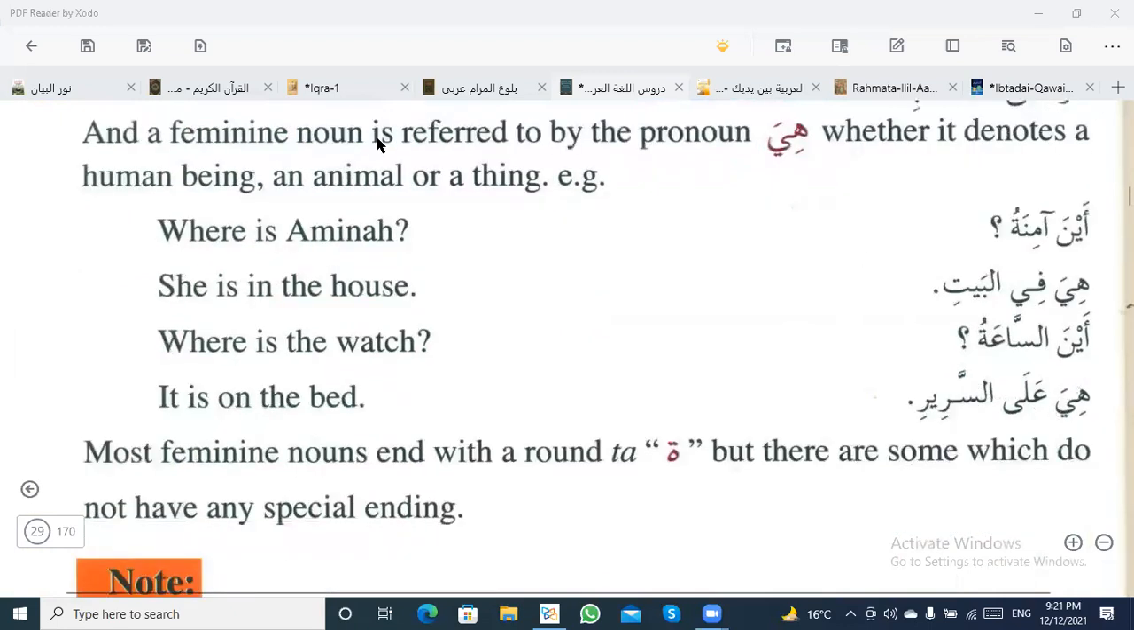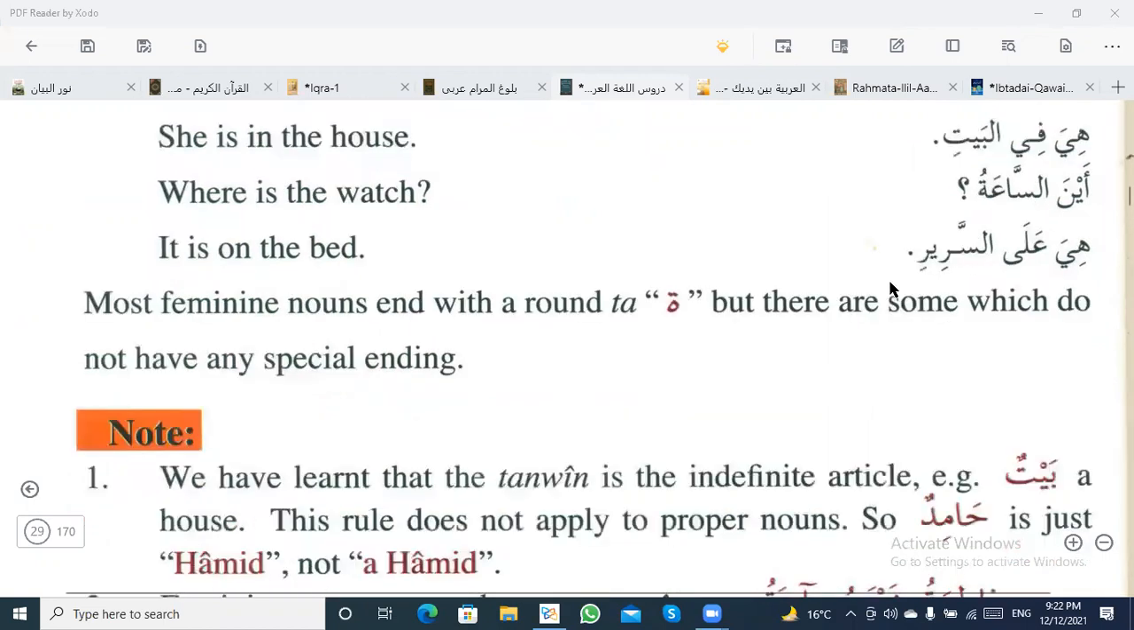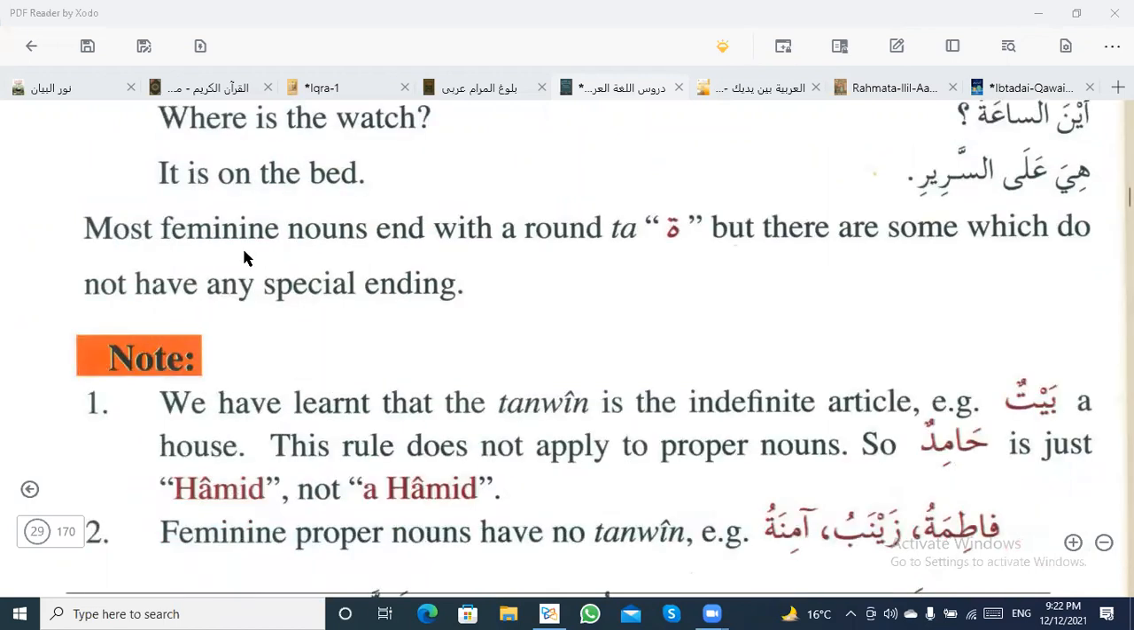Okay. And a feminine noun is referred to by the pronoun hiya, whether it denotes a human being, an animal, or a thing. For example, Aina Aminatu? Where is Amina? Hiya fil bayti. She is in the house. Aina as-sa'atu? Where is the watch? Hiya ala as-sariri. It is on the bed. Most feminine nouns end with a round ta, but there are some which do not have any special ending.